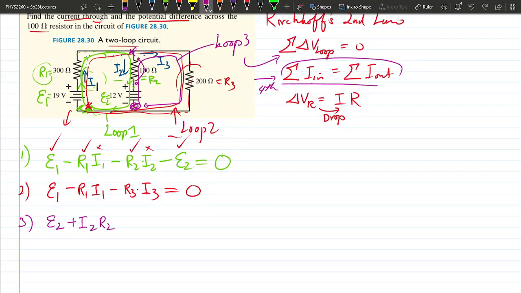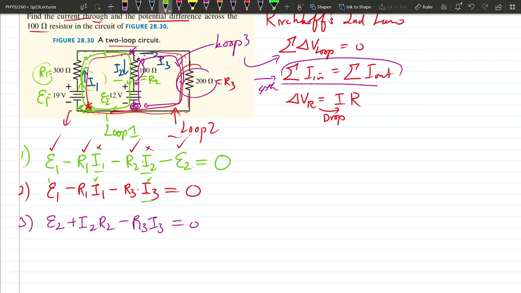I2 times R2 of potential. If you keep following this purple loop, the next thing we see is R3. Now in this case, we're going the correct direction, downstream, so you lose potential R3 times I3. The reason I said I don't actually need this one is that if we go back here and count the number of variables, we don't know this, we don't know this. So we have 3 variables with 2 equations.